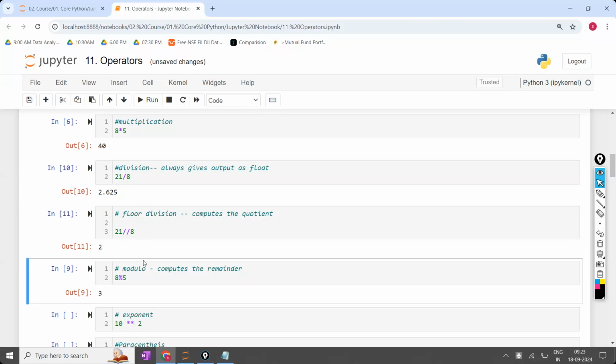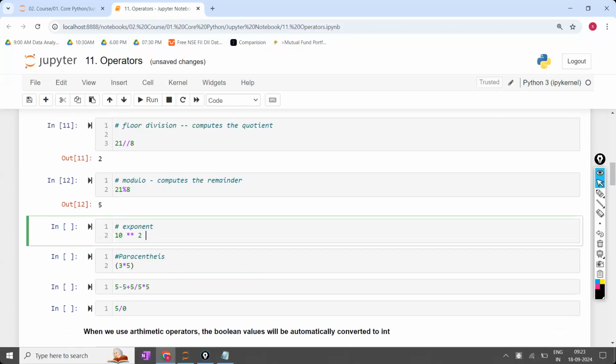And here the remainder: 21 modulo 8 means first you are going to divide by the 8, 2 times 16. What is the remainder you are going to get? 5. 5 is the answer. Is the point clear for everyone?